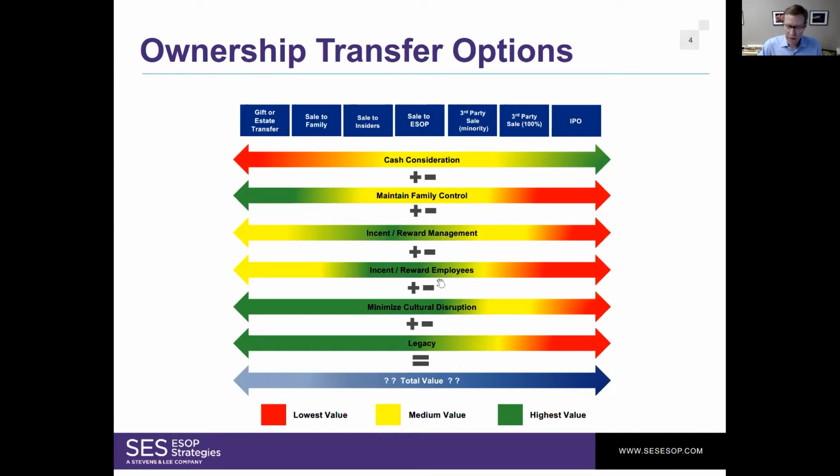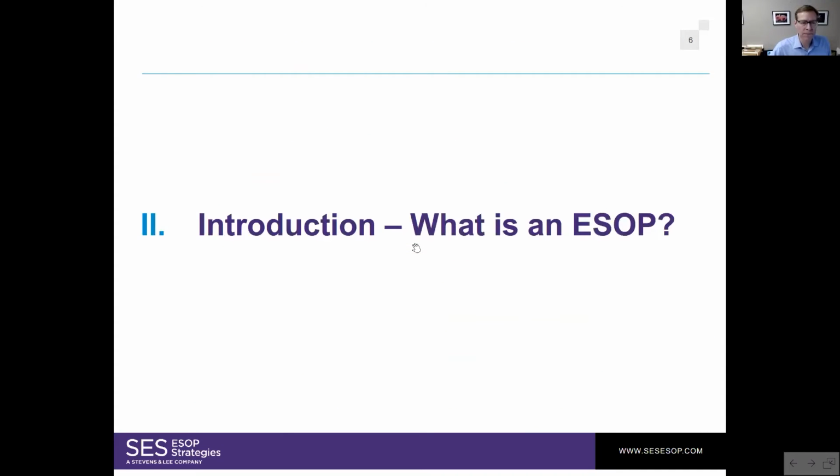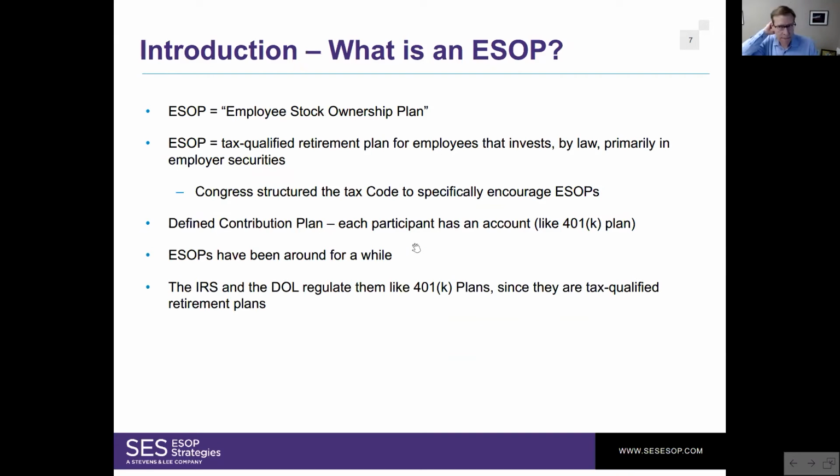Okay, so I'm going to go ahead and move on here. Again, keeping in mind that I'm trying to keep this fairly high level. So what is an ESOP? An ESOP is a type of a retirement plan called an employee stock ownership plan. But as a type of a retirement plan, what Congress has put in place is they're trying to incentivize business owners to sell their business to an ESOP. And so they created a lot of tax benefits. And I'll go through some of those tax benefits a little later on.